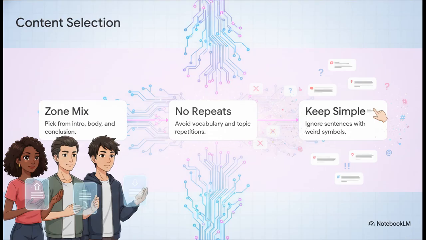First off, please don't just copy the very first 3 sentences of the text. Pick from different zones. Grab one from the intro, maybe one from the main body, and one from the conclusion. This ensures you're actually covering the broad meaning of the text, which secures those 2 content points. Second, give them a quick skim to make sure they aren't repeating the exact same vocabulary or making the exact same point. And third, this is a big one, just ignore any sentences with question marks or weird symbols. They just complicate the grammar of your template, and we want to keep it simple.